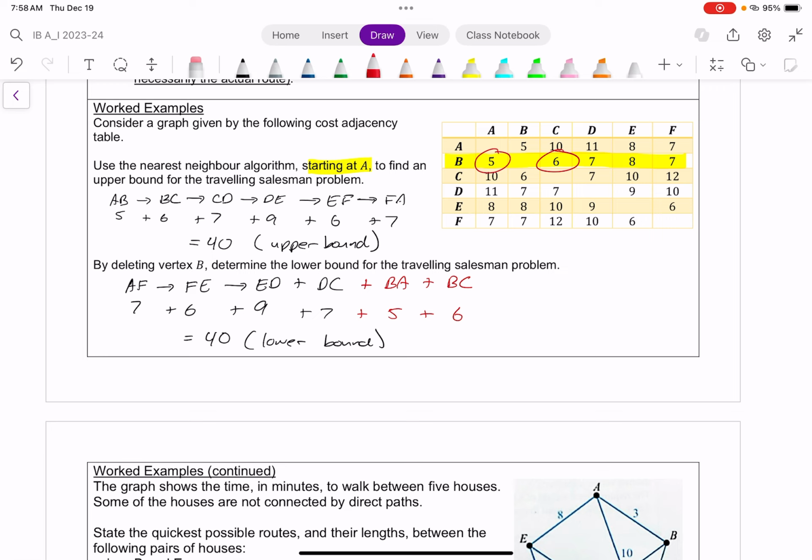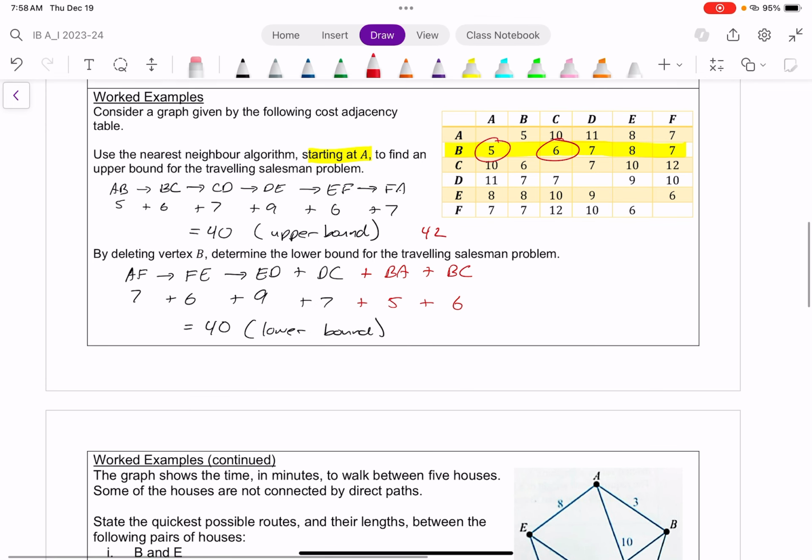Although quite often we'd have something where maybe the upper bound is 42 and this is 38, and we know it's somewhere in between there. But in this case, if they're the exact same, then we actually know it. Just don't expect it to happen very often.